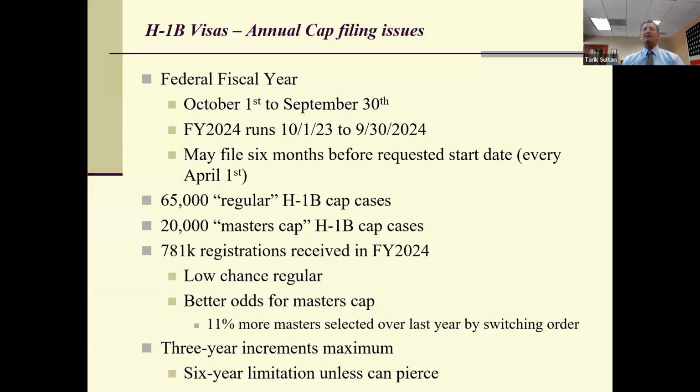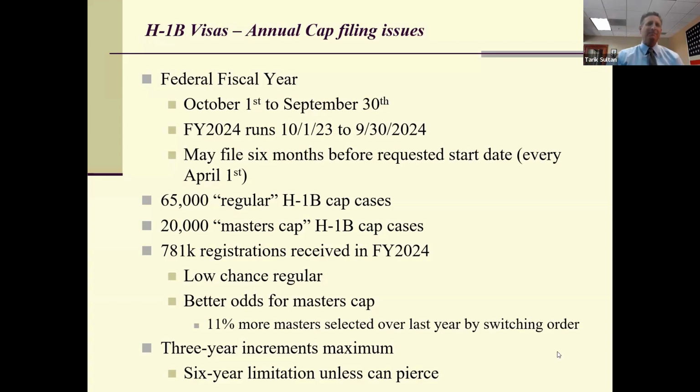And so what happens then is this year, I believe the dates for registration were March 8th to the 18th. And then they announced before April 1st who the 85,000 selectees are. If you are selected, then the company has between April 1st and June 30th, 90 days, to file the H-1B for you, requesting a start date of October 1st. And so that's the current procedure we have.